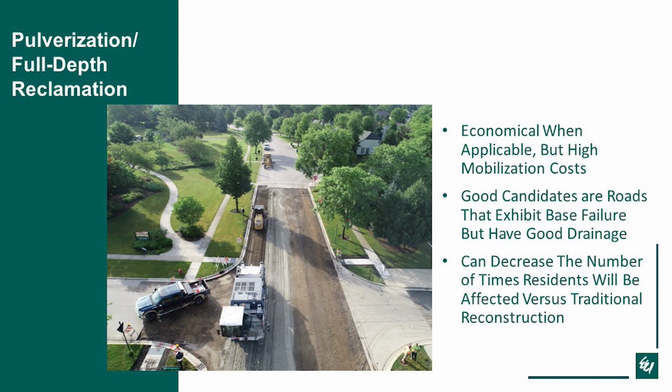So again, you want to make sure that you're doing a large section. In this particular project, we did I think like 1.5 miles of improvements. You don't want to just be doing a couple blocks. Good candidates are roads that exhibit base failure but have good drainage. So it's important to make sure that you have a well-draining base, and if you don't, then you might have to use lime instead of cement to stabilize that, or you could potentially have to add in underdrains to make sure that you're getting your base to drain properly. If you don't get your base to drain, you can have freeze-thaw issues with heaving in the future.